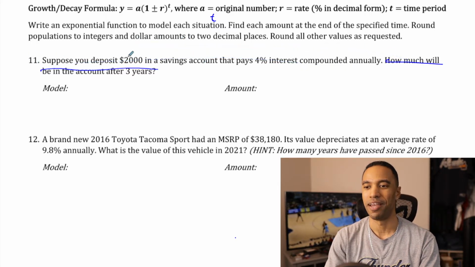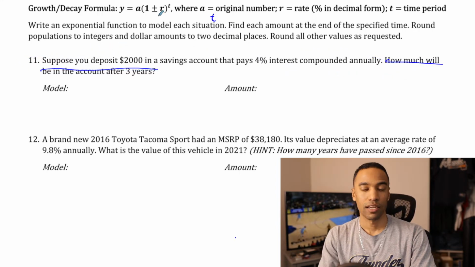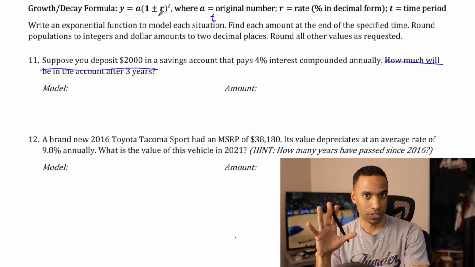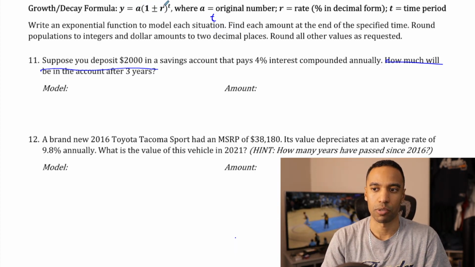That's supposed to be crossed out. The model is just for this part right here, for any amount of years, T years. Now the equation says y equals A times 1 plus or minus r to the t power.